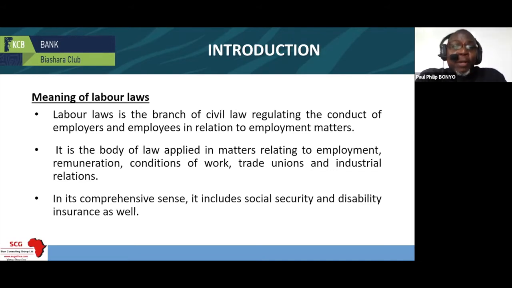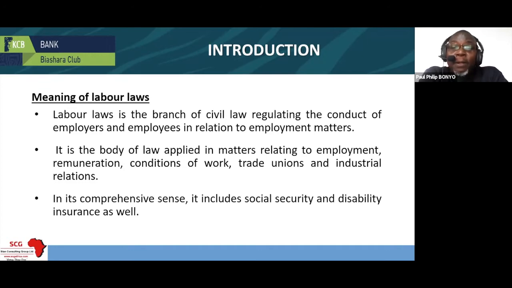Now, if we look at the meaning of labor laws, that may not even be very important. As Dr. Stanley has said, nothing can be done without laws in place. Otherwise, the world will be chaotic. Labor laws simply deal with rules and regulations governing people in employment relations. Actually, it's a branch of civil law. Law is majorly divided into two parts: criminal law and civil law. Criminal law is, on the other hand, not part of our case today.